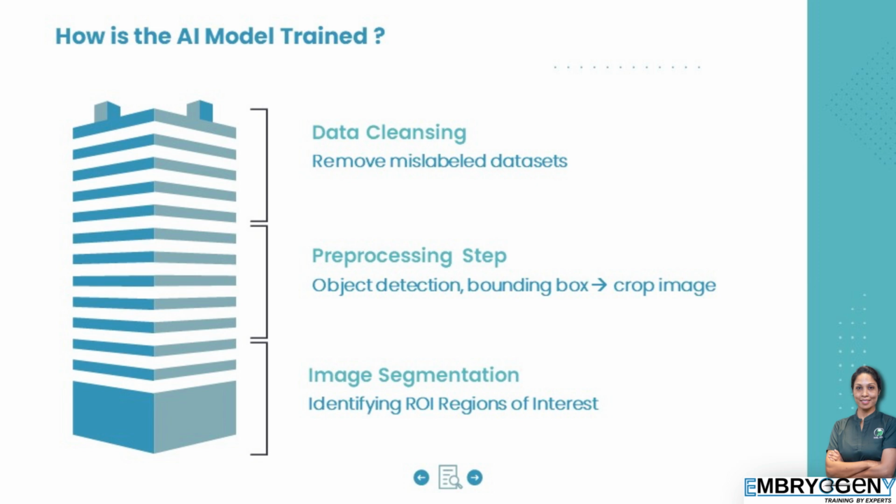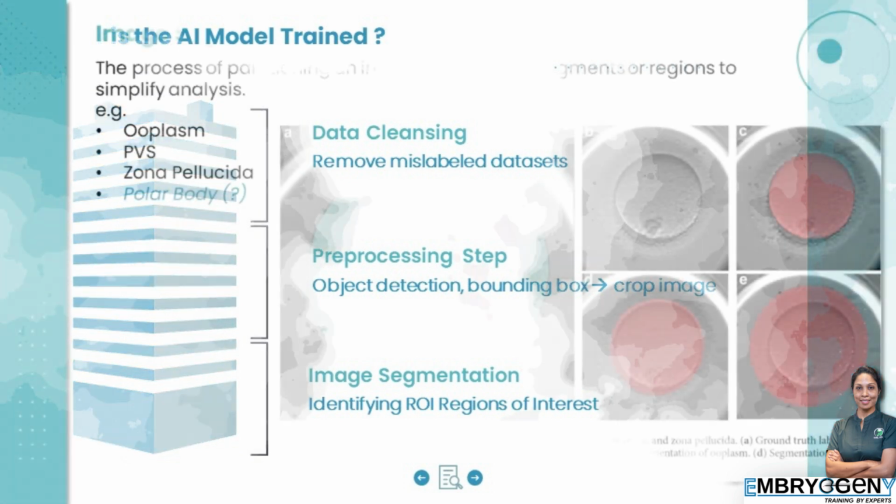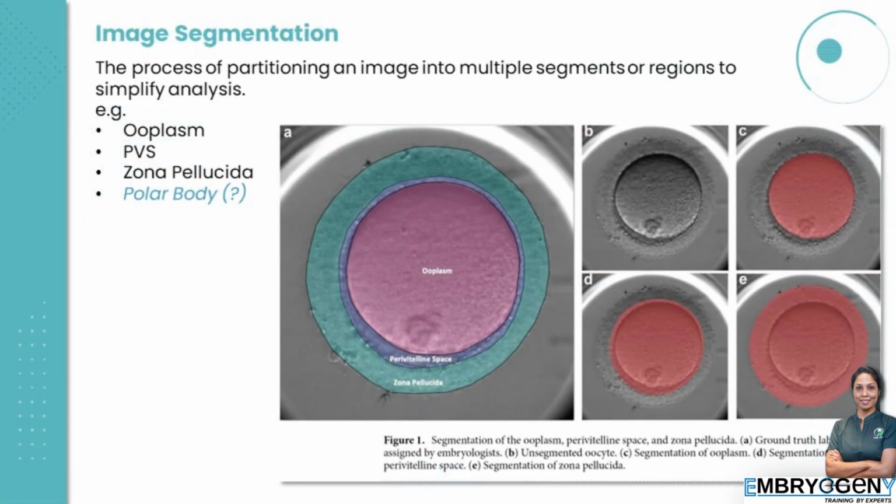In this final step of image segmentation, the model identifies regions of interest or ROI within these images. Segmentation allows the model to focus on specific areas that are critical for its task, such as recognizing patterns or features within the image. This particular slide explains the concept of image segmentation. It highlights the process of dividing an image into multiple segments or regions to simplify analysis, particularly for oocyte assessment. As you see, identifying the polar body is the most difficult one, as it completely is dependent on the angle at which the oocyte presents during the image capture.